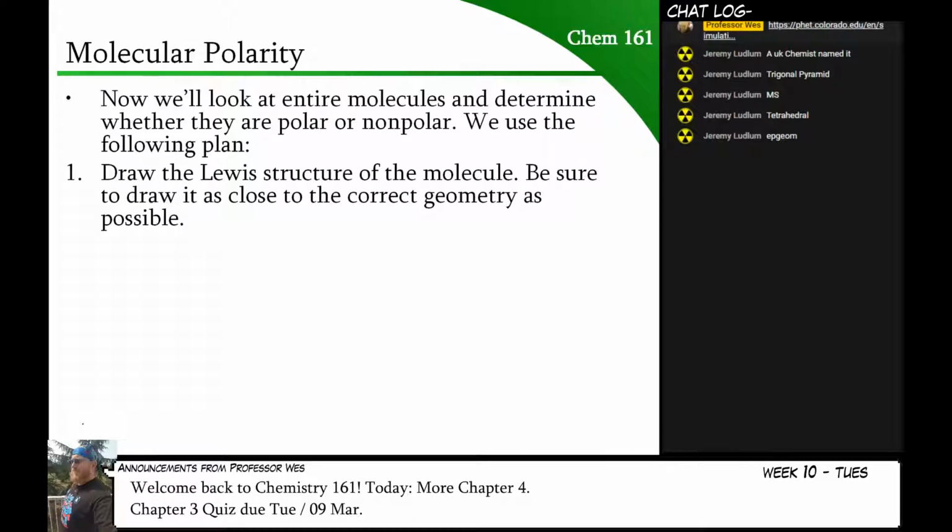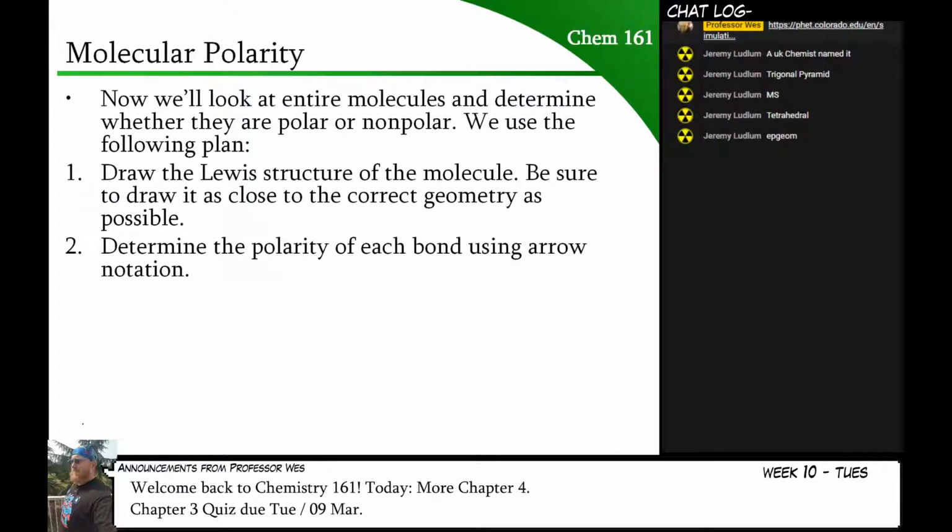Then what we're going to do is look at all the electronegativities of all the atoms involved. We're going to draw, using arrow notation specifically, because that'll help us, the polarity along each bond. So if I had ammonia, for example, N is more electronegative than H. So I would draw an arrow like that, and we're going to do that for each bond.